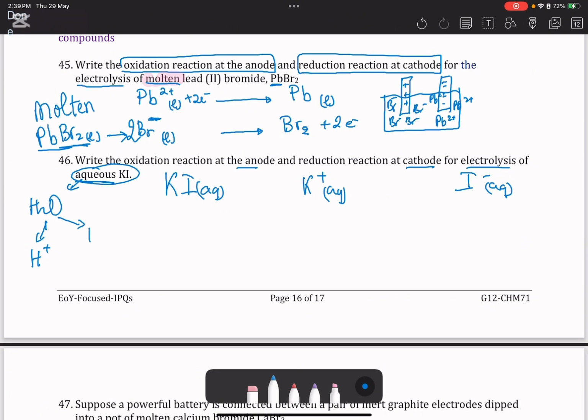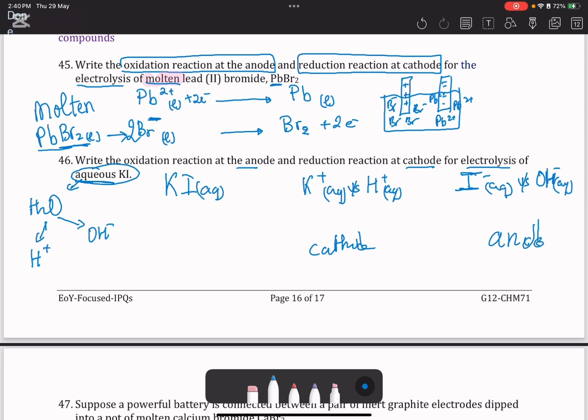plus and OH minus, which will also be attracted to the anode and cathode electrodes of this electrolysis. So I'm going to say here, it's the K plus versus H plus at the cathode, and it's the I minus versus the OH minus ions coming from water at the anode.